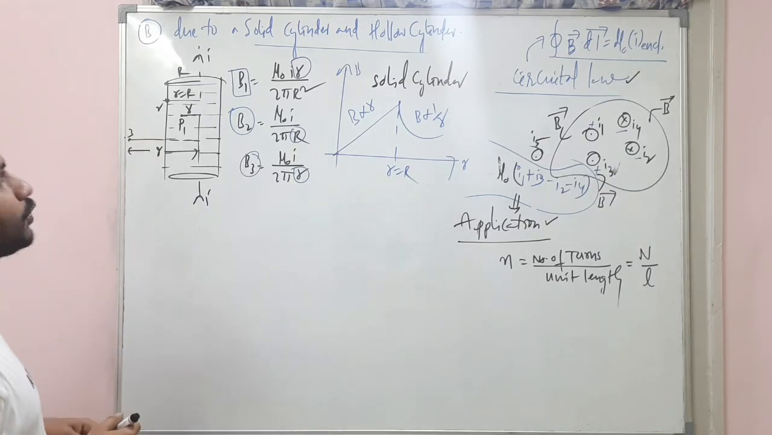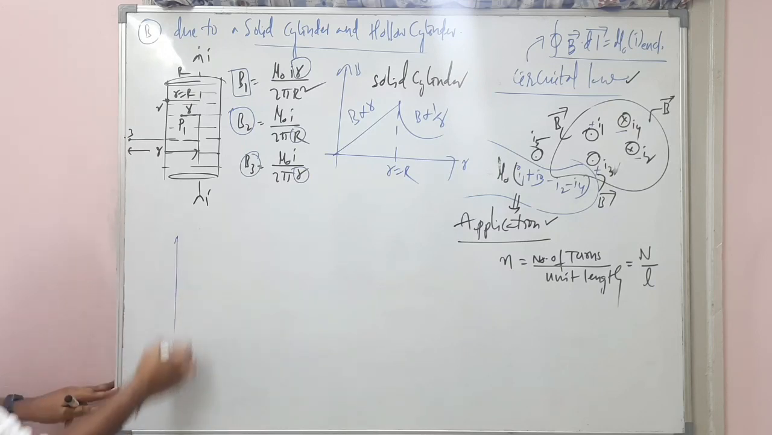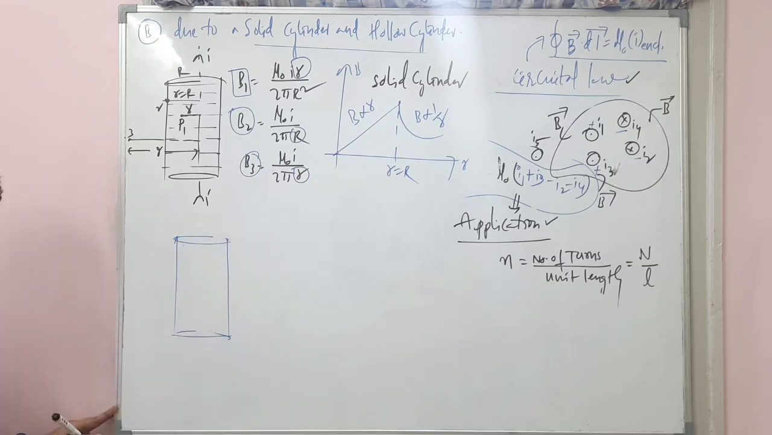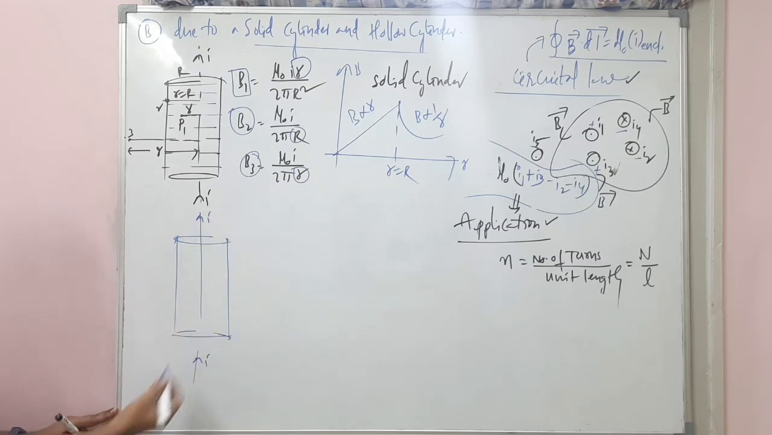Now, the second case. What? The second case is the hollow cylinder. For your better understanding, I am just using this color. So this is the hollow cylinder. This is the axis. So current I is flowing here.